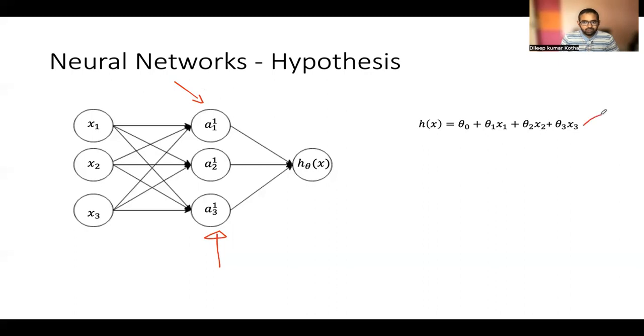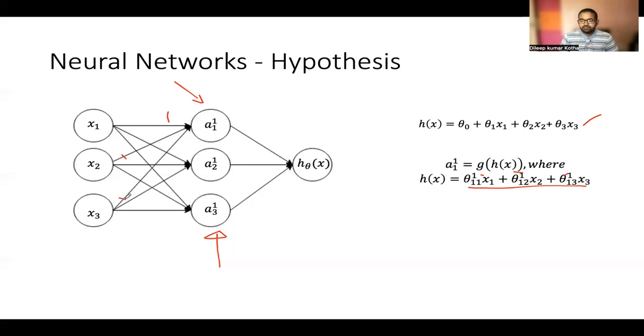So a hypothesis will look like this. If we take A11 here, what we are seeing is a hypothesis like this. The first parameter is coming from the first neuron, the second parameter is coming from the second neuron, and the third parameter is coming from the third neuron.